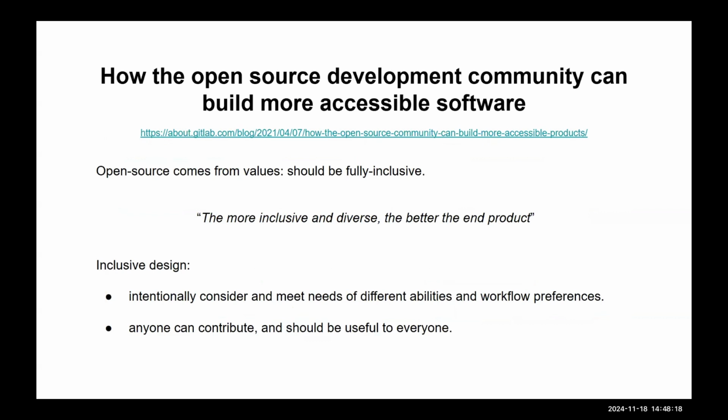Okay, so I'm going to shift then. That slide kind of ends my discussion of automation. And I want to get to a couple of topics about accessibility and customization. So this goes back to open source and how the open source development community can build more accessible software.